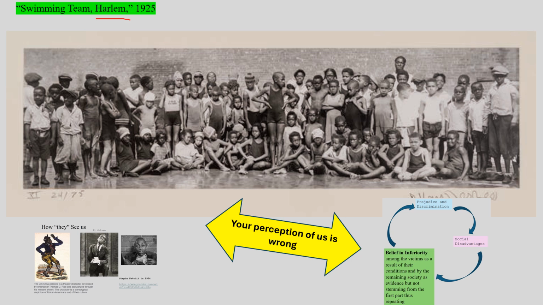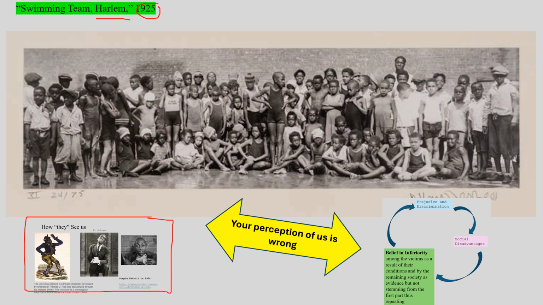Harlem is going to come up again, that mass exodus that we'll be looking at a later section. The year is 1925, and we have a group of children who are swimming. And this seems to be a normal portrayal of an activity. And it's going to challenge how they see us.